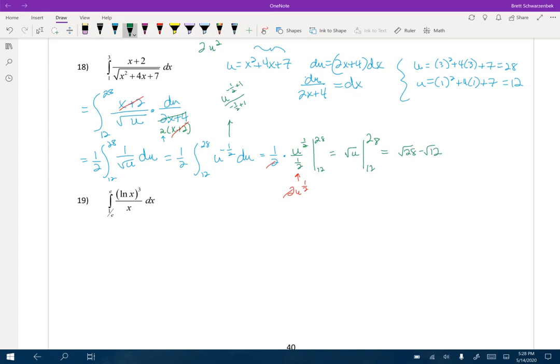Do not change that into root 16. Again, don't give your professor convulsions. That is a poor algebra mistake. You could simplify. That would show good knowledge of algebra and get 2 root 7 minus 2 root 3 as your final answer. And this is exact as your result.